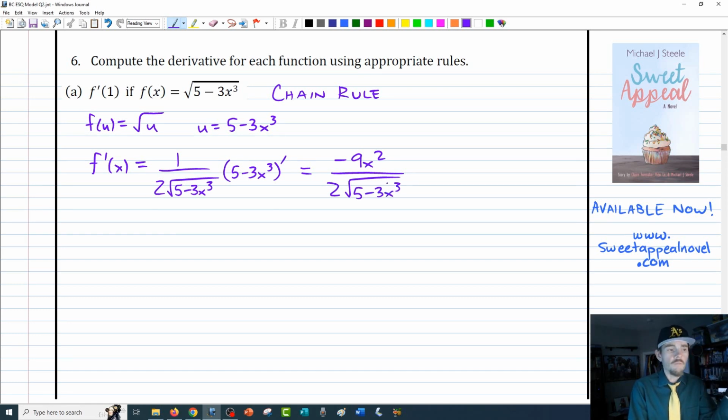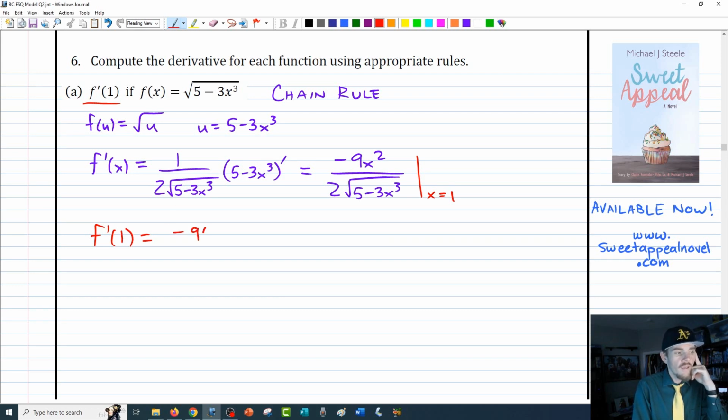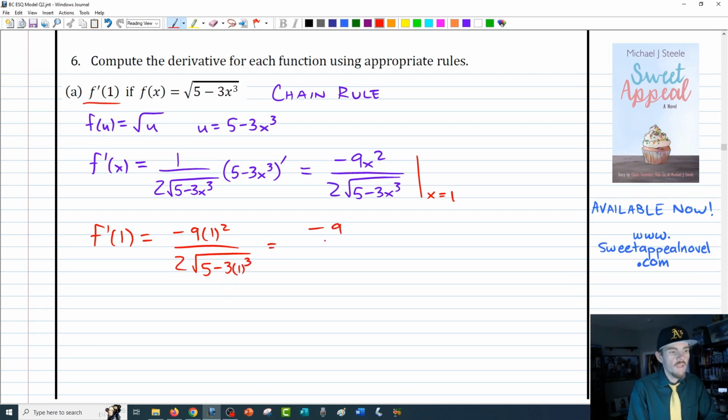We'd be finished with this problem were it not for the fact that we were specifically asked for f prime of 1. So to finish this up, we need to evaluate this expression for the derivative at x equals 1. That is, we can compute the slope of the function f at x equals 1. That's going to be negative 9 times 1 squared, obviously, again, you can simplify this faster, over 2 square root of 5 minus 3 times, got a unicorn horn, 3 times 1 cubed. And if we clean this up, that's going to be negative 9 over 2 root 2.